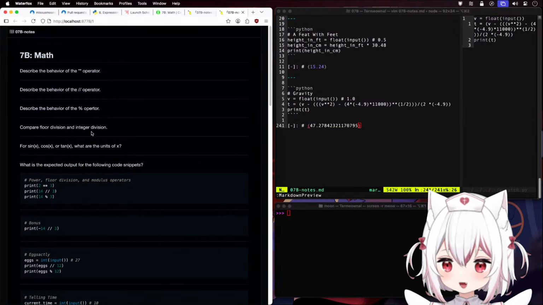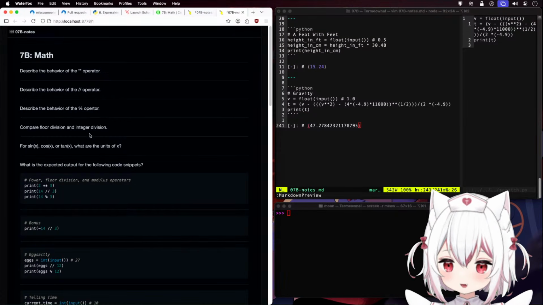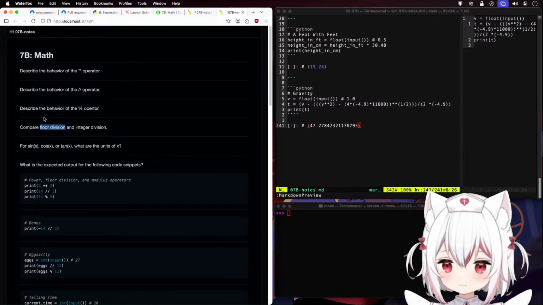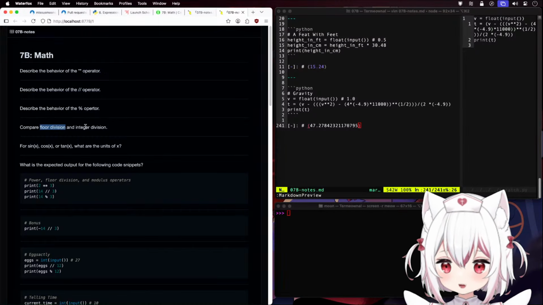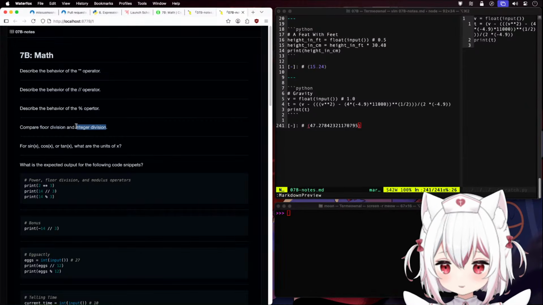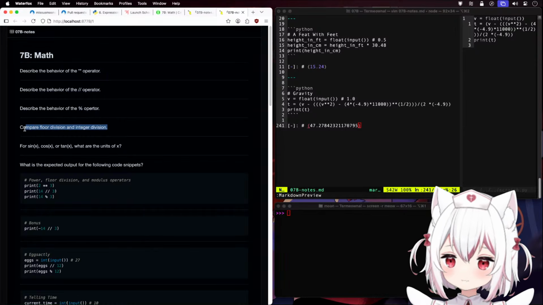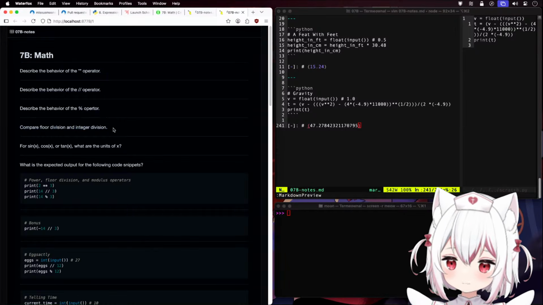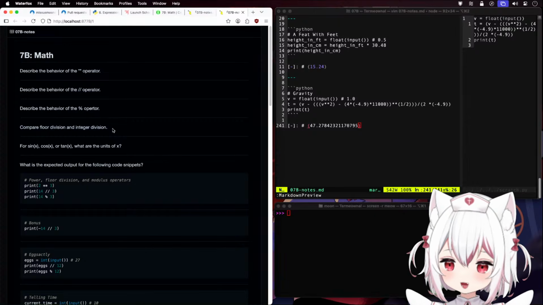Compare floor division and integer division. Floor division rounds down. Integer division rounds towards 0. Now, I could be wrong with this comparison, but I think for now that's effective.